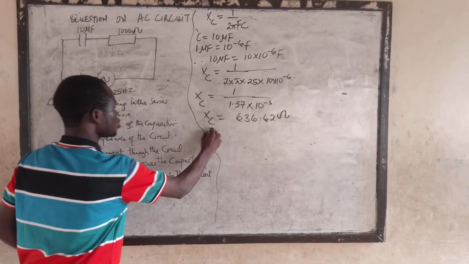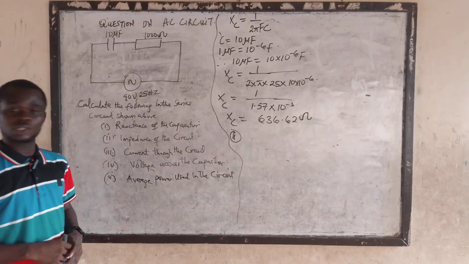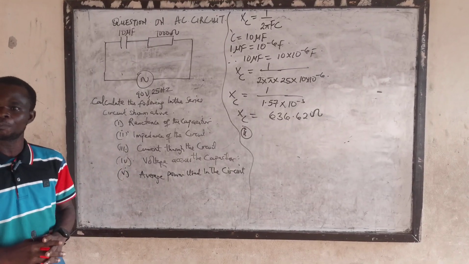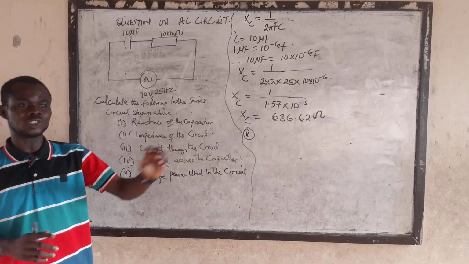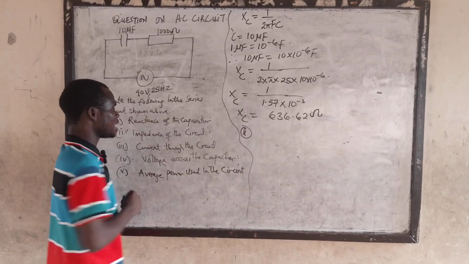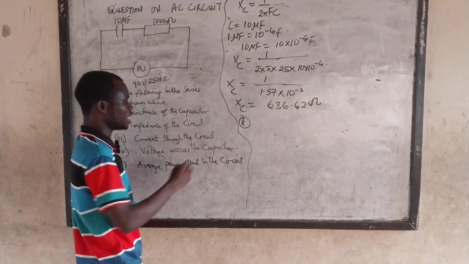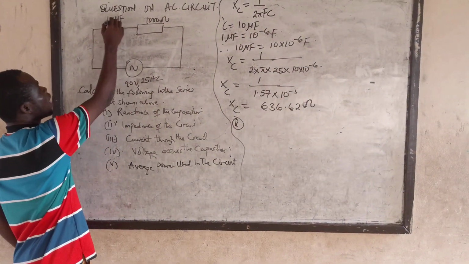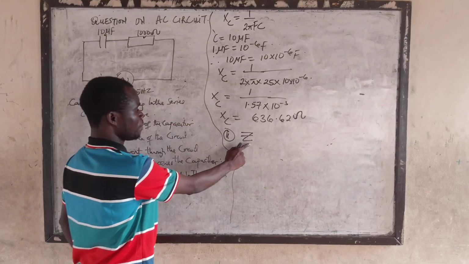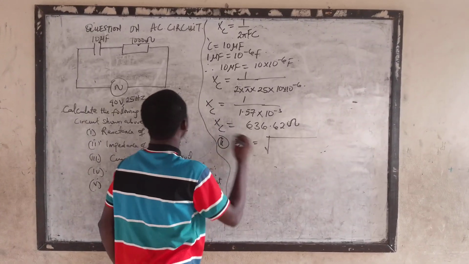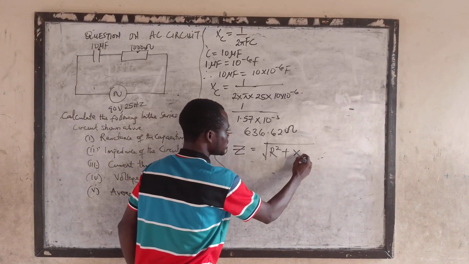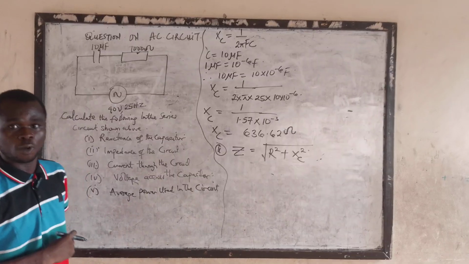Now, number 2, what is the impedance of a circuit? Impedance is the overall opposition of a mixed circuit that consists of an inductor or capacitor and a resistor. Let us find the formula for impedance. In this circuit, I have my resistor and my capacitor. The symbol for impedance is Z, which equals the square root of R squared plus X subscript C squared. That is the formula for impedance.